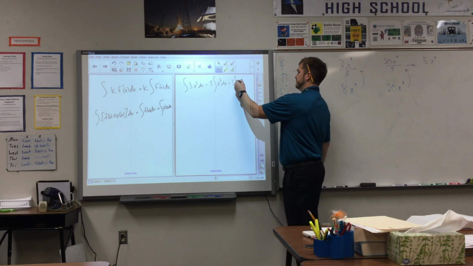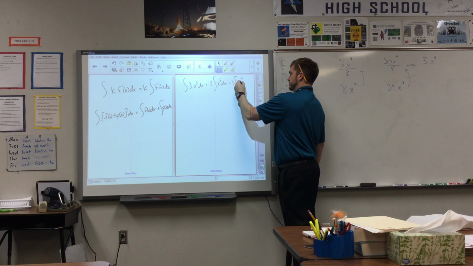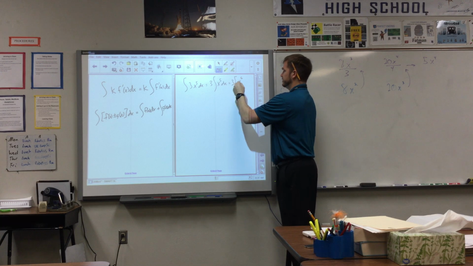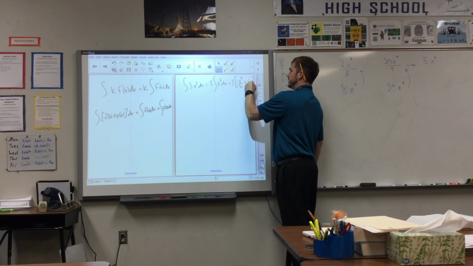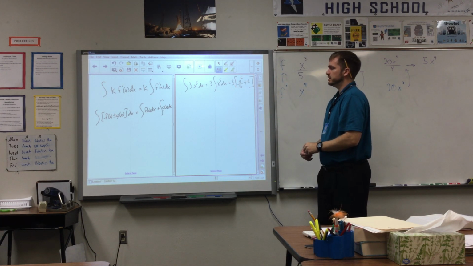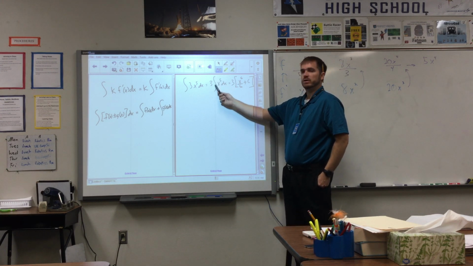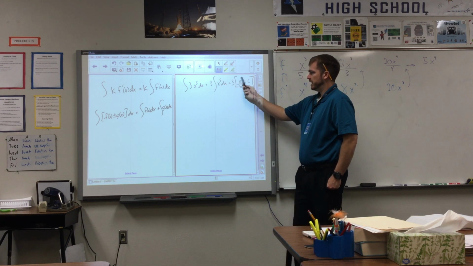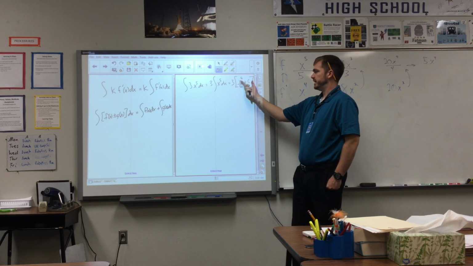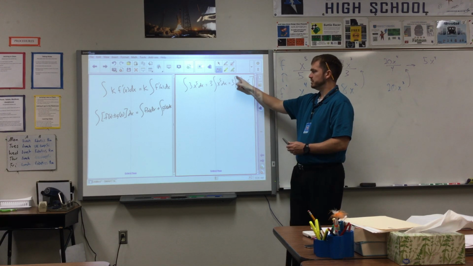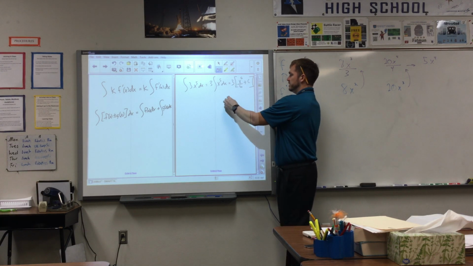X to the 6 over 6, plus c. Now I'm doing this for a real specific reason. Because it's 3 times that whole antiderivative, I'm replacing that whole antiderivative with the stuff inside the square brackets, x to the 6 over 6 plus c. Now, let's go ahead and distribute that 3.